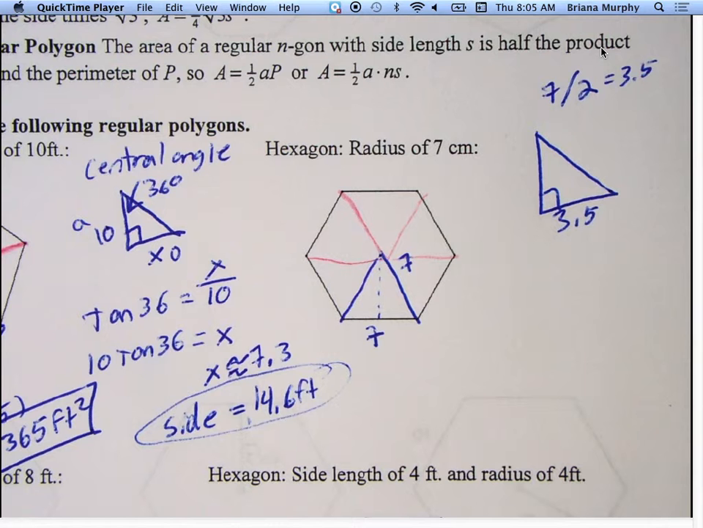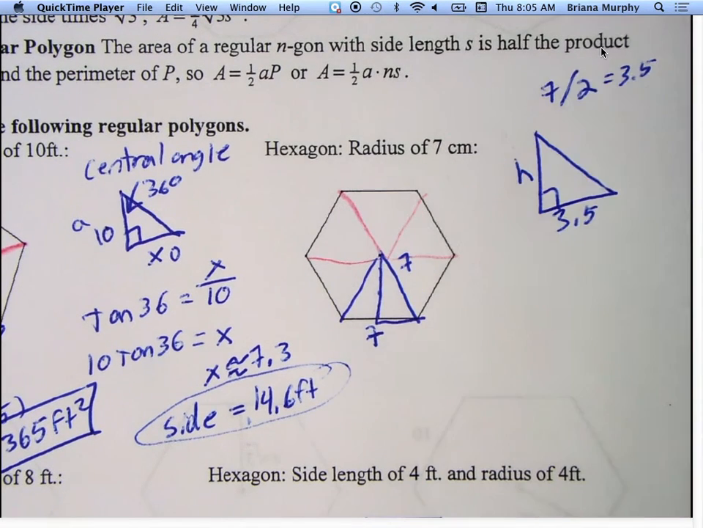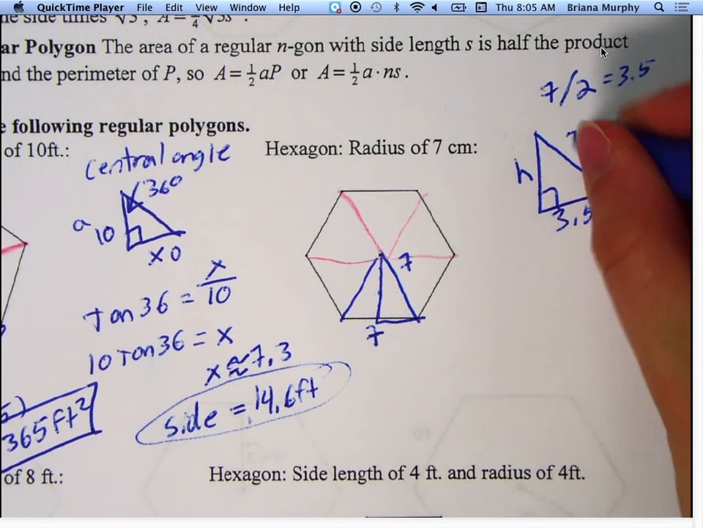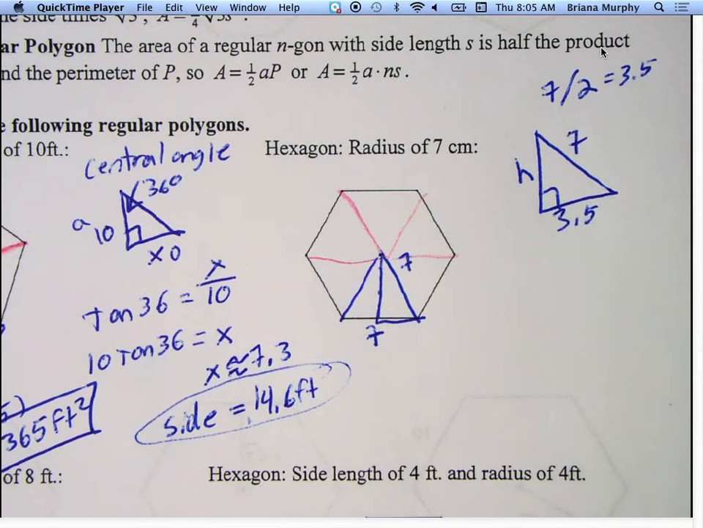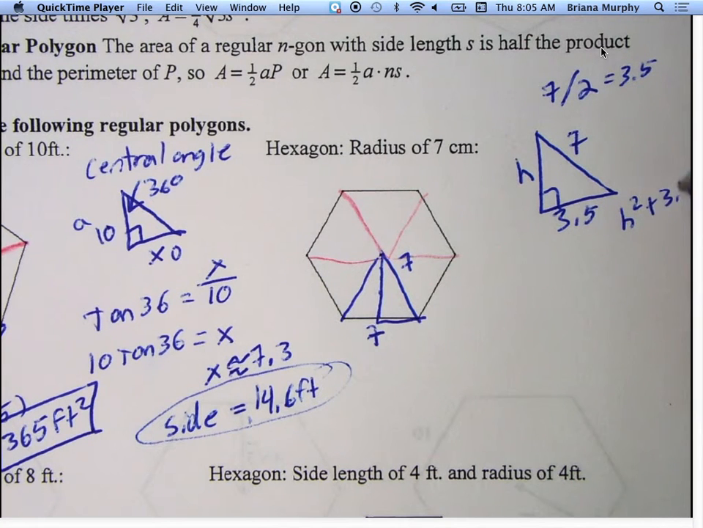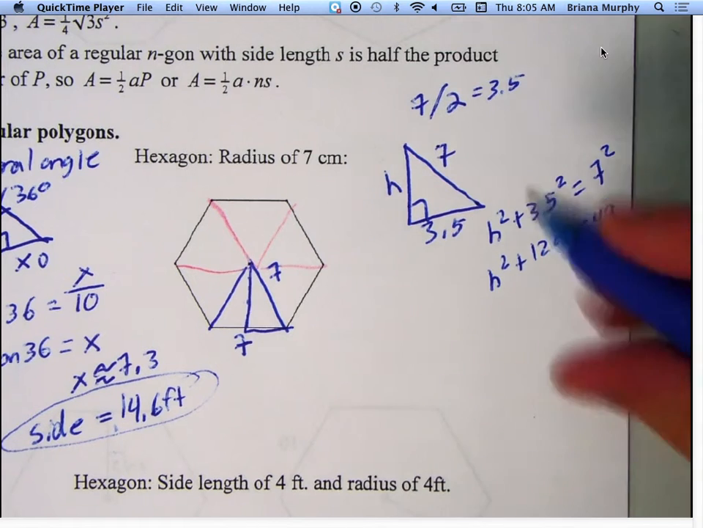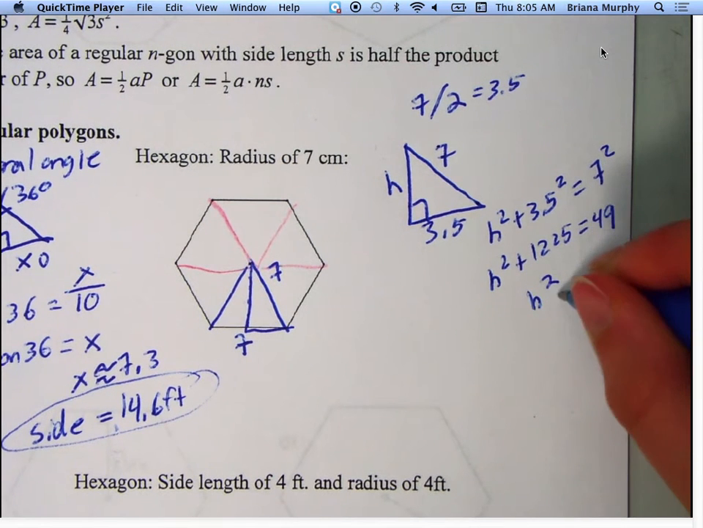Why did I divide it by 2? Because I want to look at this right triangle because I'm trying to find this height right here. But I do know this length right here is 7, right? So do I have to use trig? I have 2 sides of a right triangle. What can I use? Pythagorean theorem. H squared plus 3.5 squared equals 7 squared. So h squared plus 12.25 equals 49. And no one can see this, and you guys don't tell me. There we go. So then we're going to subtract.